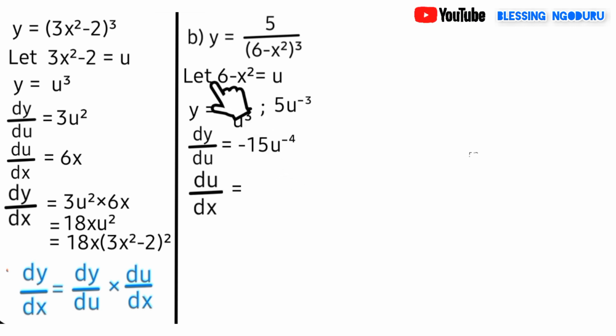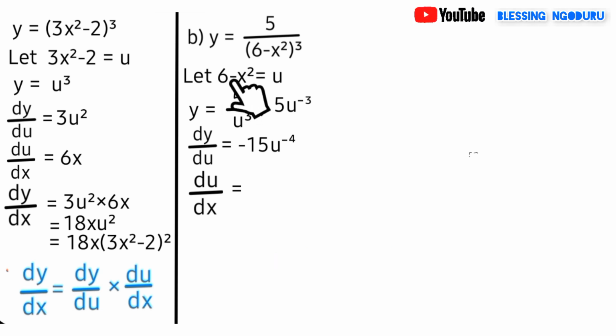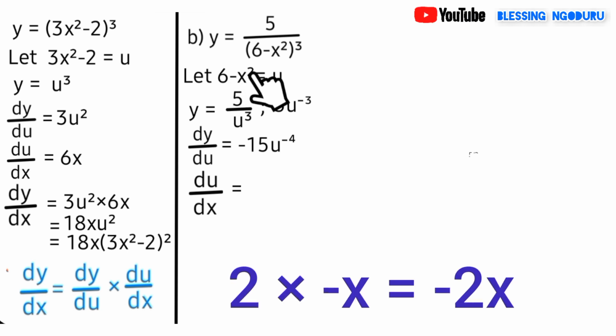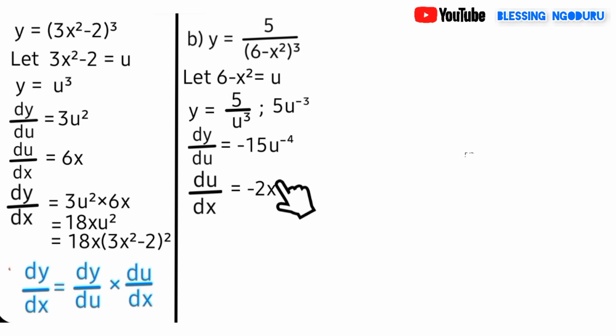Let's differentiate u, that is du over dx. Differentiation of 6 equals 0 because 6 is a constant. So we differentiate minus x squared. So we have 2 times minus x raised to 2 minus 1. So the power of x here is 1.